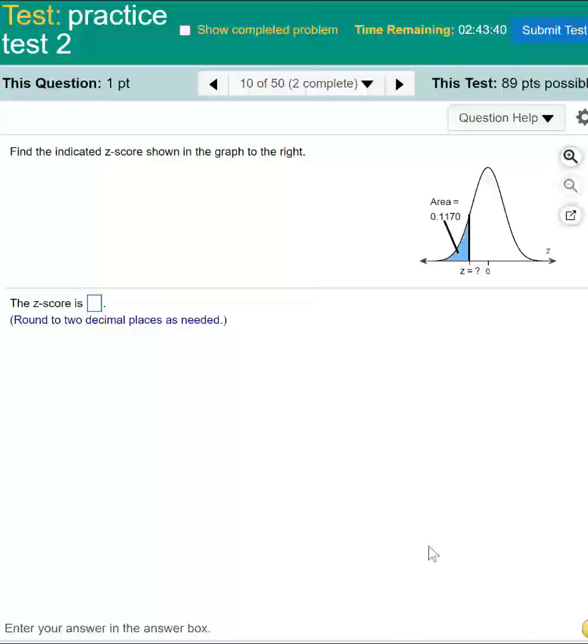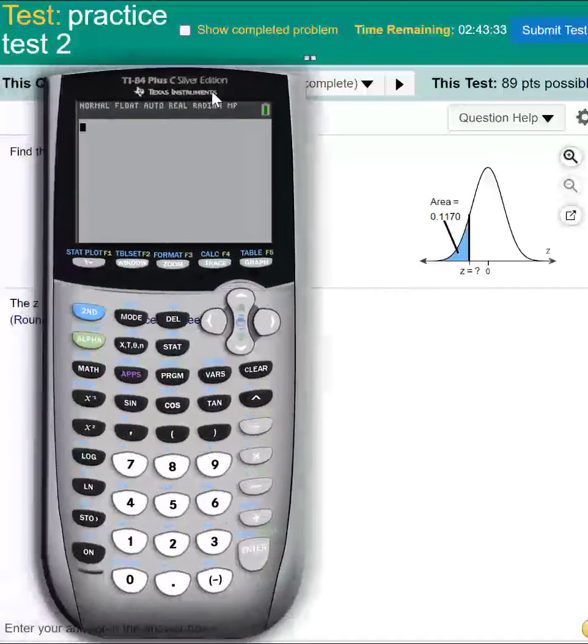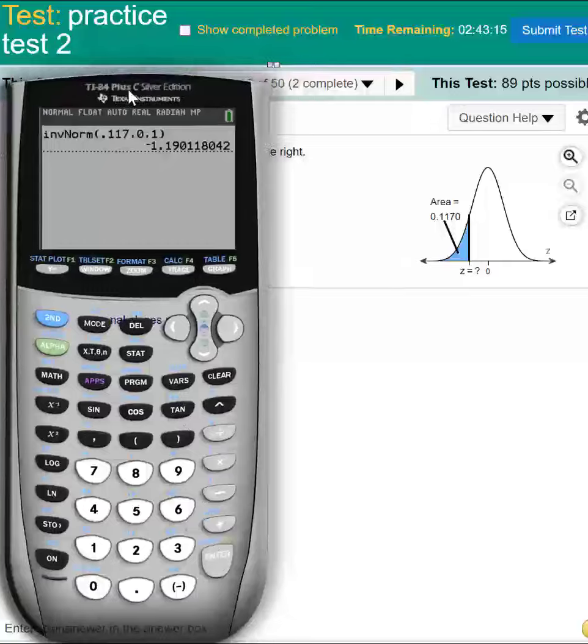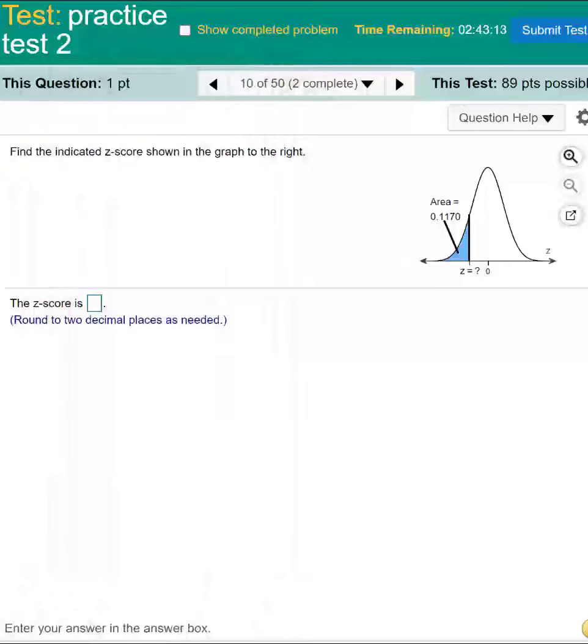Find the indicated z-score. Now he gives you the area and wants the z-score. It's an inverse norm now. You need the area to the left, so you just go to second, variables, inverse norm, 0.117, and then 0.1. Why 0.1? Because that's a z. So it's negative 1.19. Next.